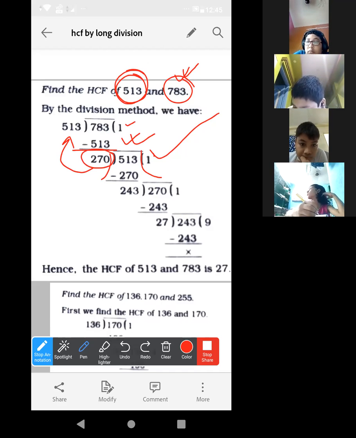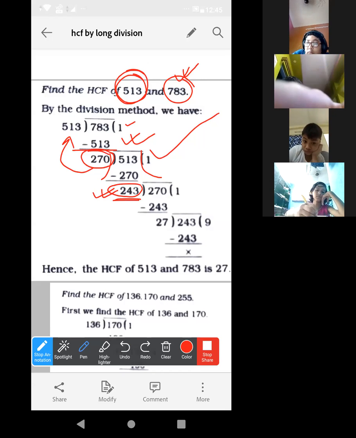By 1 it will go. Now 270 into 1 is 270. Again subtract it. Look, we are getting 243 as the remainder. We are not getting 0 as the remainder. Those who are talking, mute yourself. So we are not getting 0, so again we have to continue the process. By this remainder, to which one are we dividing? This one, 270.